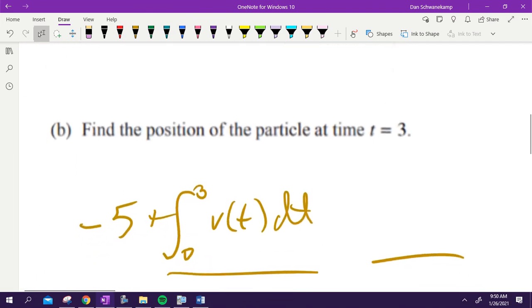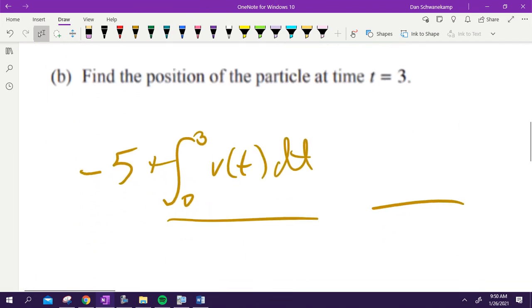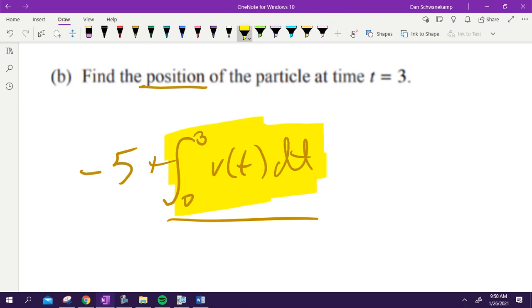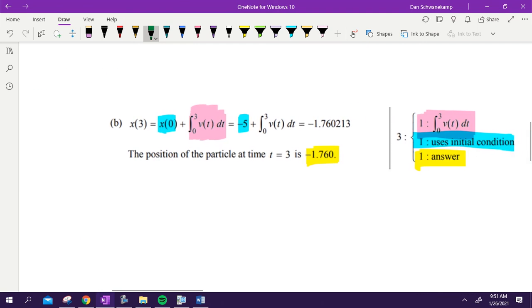Okay. Part B, find the position of the particle at t equals 3. If I integrate velocity, what is this going to tell me? That is the change in position. Not the position, but the change in position. That's the displacement. I need to add to the change in position whatever my starting position was. So we started at -5, so -5 plus that will give me my answer.